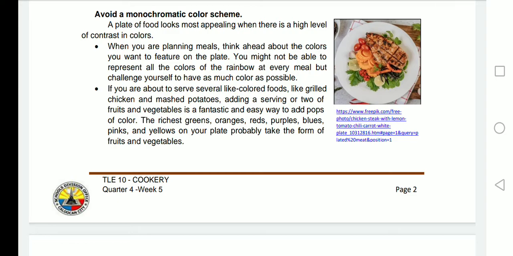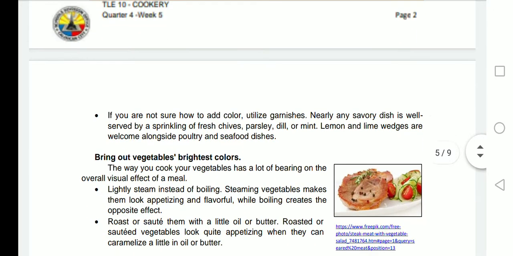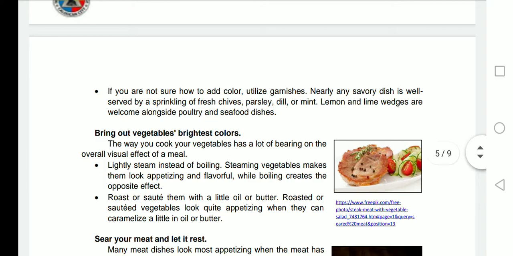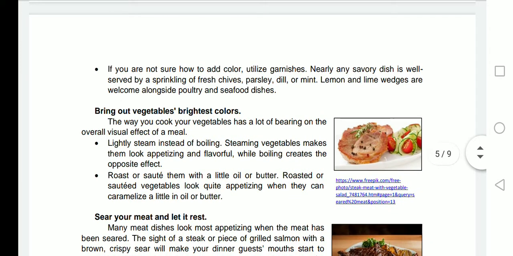So, when you are planning your meal, think ahead about the colors you want to feature on your plate. And if you are about to serve several light colored foods like grilled chicken and smashed potato, add a serving or two of fruits and vegetables to add color to your plate.